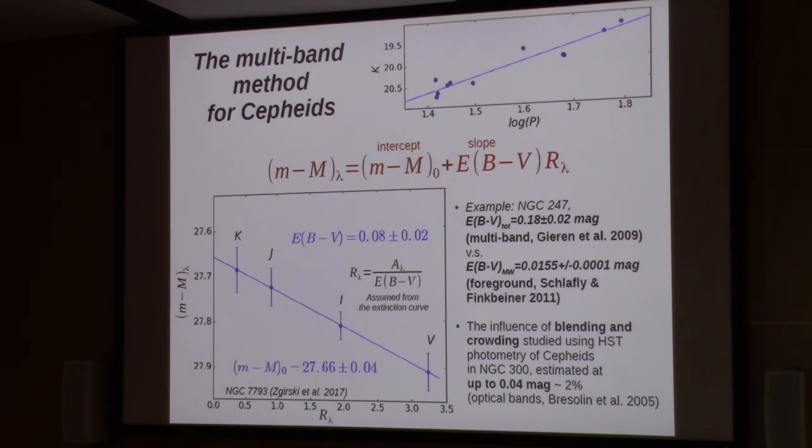Besides that, we also traced the influence of blending and crowding. So blending basically is a bias associated with the fact that our Cepheids might have some unresolved angular companions. They don't need to be physical companions, but we have some additional flux from a companion that is unresolved, and it makes our measurements of the flux biased. So this is blending and crowding.